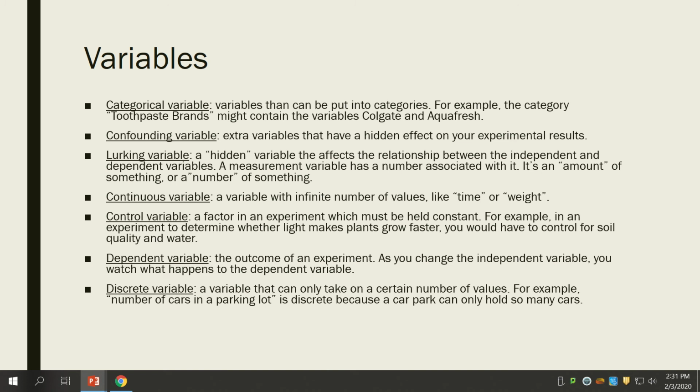Dependent variable we already talked about. Discrete variable. So this, a variable that can only take on a certain number of values. So there's a finite number. So different than continuous. So those are kind of the two different poles. So one pole is discrete. There's only a certain set number of values that can happen. And a continuous variable, which is just on the other end of it, meaning there's an infinite amount.